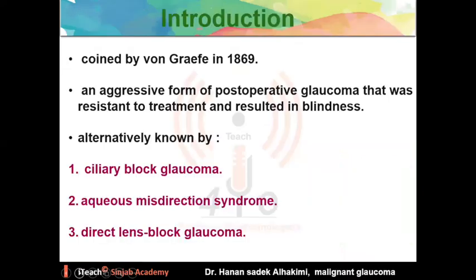So what is malignant glaucoma? It was first coined by Von Graefe in 1869. It is an aggressive form of post-operative glaucoma resistant to treatment, resulting in blindness. It is also known as ciliary block glaucoma, acute misdirection syndrome, and dark lens block glaucoma.